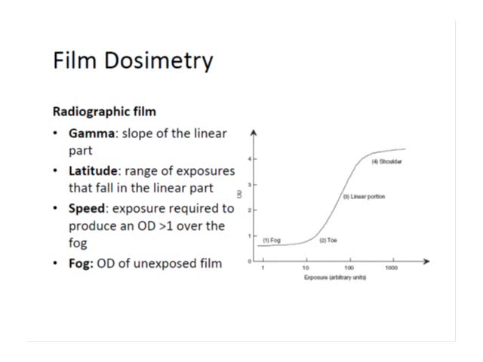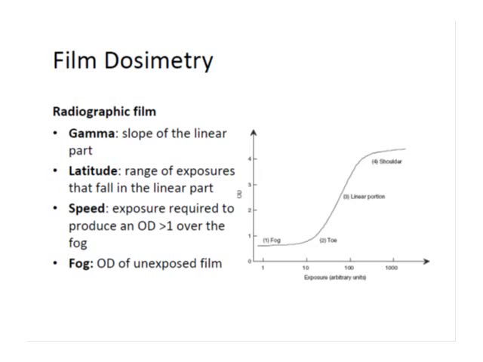The x-axis is the log of exposure and the y-axis represents the optical density. It is divided into 4 regions. One is the fog region, the other is the toe region, then the linear portion and the shoulder region. The exposure should be in the linear portion. The fog region represents a very low exposure, and the shoulder region represents very high exposures.